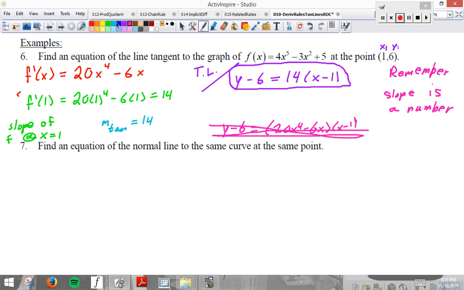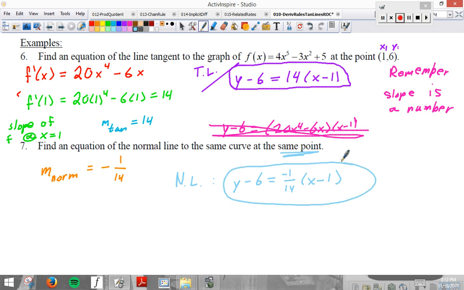Careful. Now, normal line. The slope of the normal line is just the opposite reciprocal of that number, so since we had positive 14, we're going to use negative 1/14. So the equation for the normal line: y minus 6, it's the same point, equals negative 1/14 times x minus 1. Done. That's really it.